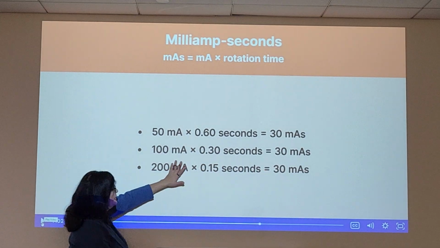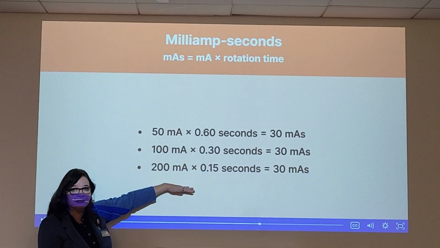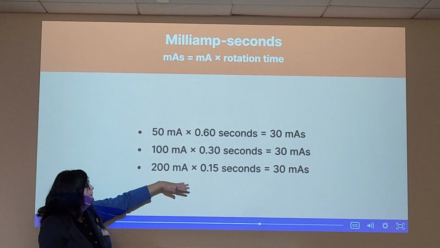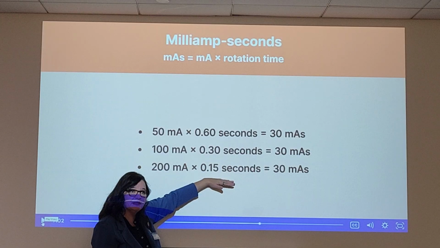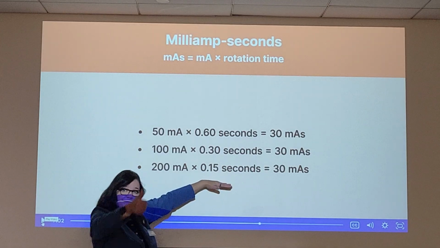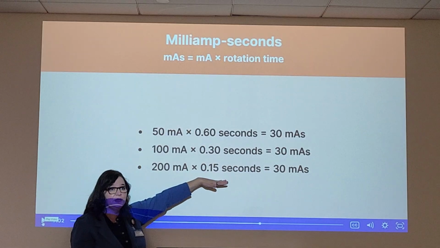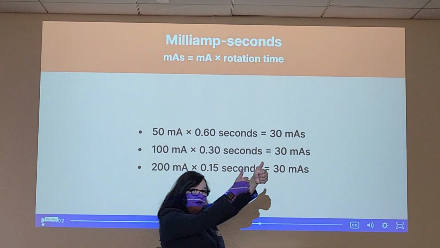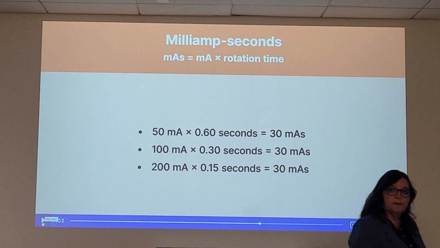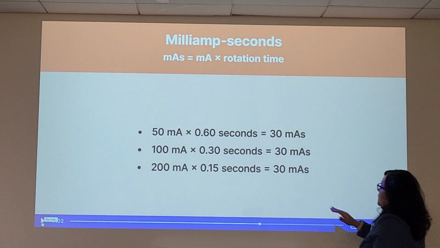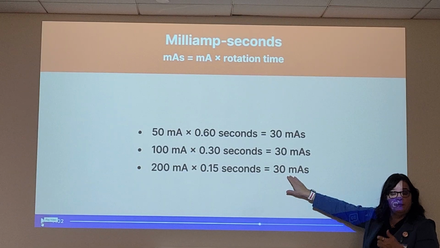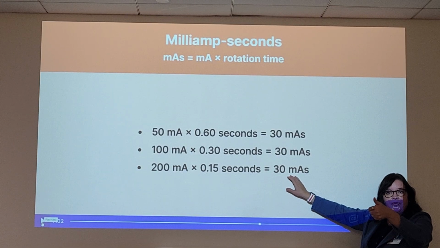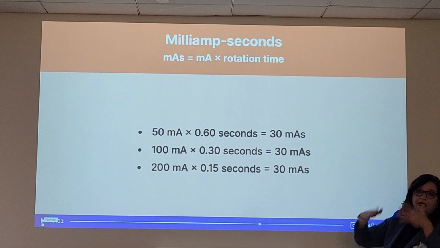If you increase one and don't decrease the other, what happens to mAs? If you increase MA but do not adjust your seconds, what happens to mAs? It goes higher. Because if you increase one and don't decrease the other, you're going to have a higher mAs. So here, when mAs goes up, patient dose goes up.